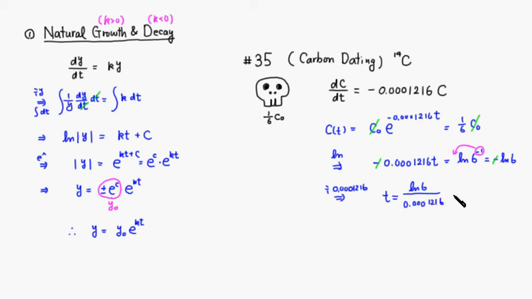Punching it into a calculator, it came out to be about 14,735 years. So this skull is 14,735 years old. This is called carbon dating. The amount of carbon is just a natural decay, so we can use this exponential function to describe that. All right, that's it. I hope that this was clear.